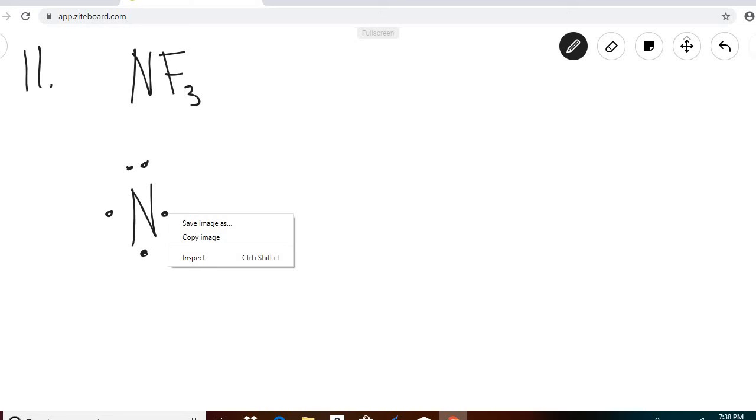And number 11. Determine the Lewis structure for NF3. Okay, so nitrogen is in group 5A, so it has 5 valence electrons. So it's going to have 3 electrons that are not paired. And then there's 3 fluorines, and each of those fluorines is going to have 7 valence electrons.